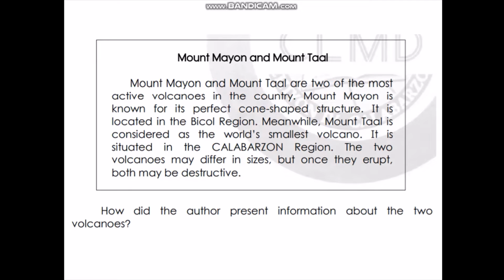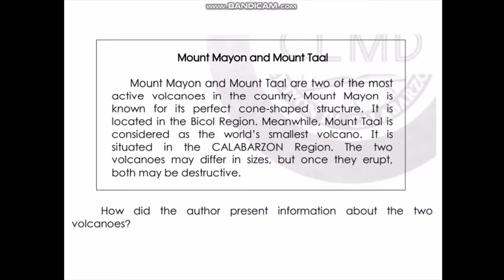So I have here an example of text. Mount Mayon and Mount Taal. Mount Mayon and Mount Taal are two of the most active volcanoes in the country. Mount Mayon is known for its perfect cone-shaped structure. It is located in the Bicol region. Meanwhile, Mount Taal is considered as the world's smallest volcano. It is situated in the Calabarzon region.